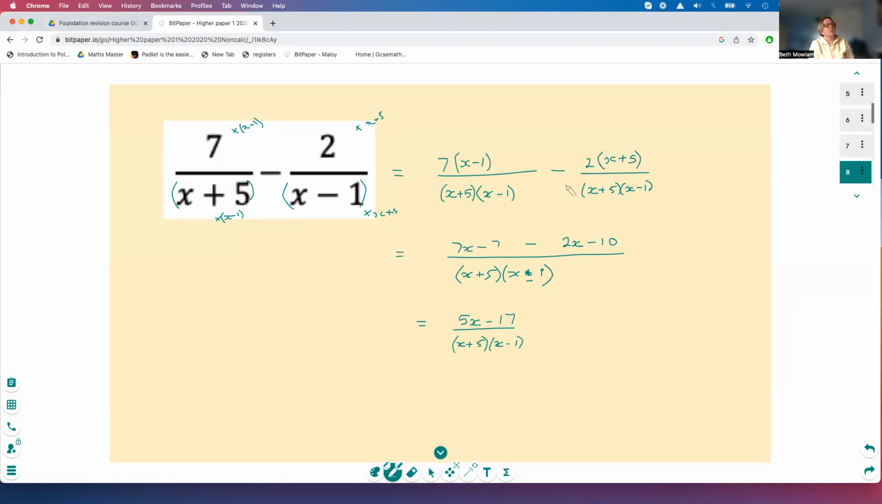Yeah, so just to double check you've got that. When I expanded this one out, I had minus 2 times x and I had minus 2 times 5. That's why it became minus 10. I can't factorize the top, so that is it in the simplest form.